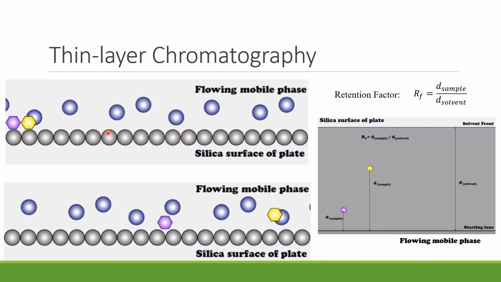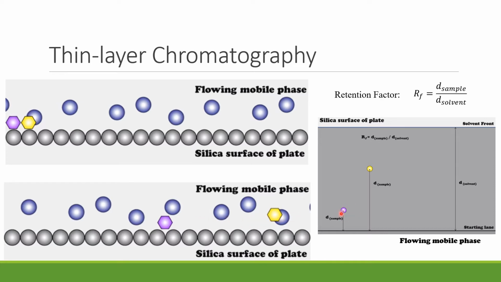And so if the compound has high polarity, it's going to have a high affinity for this solid phase, and so it's going to want to interact or stick to this silica surface. And so it's going to move slower, or not as far through the mobile phase. If it has a low polarity, or a high affinity for the mobile phase, it's not going to interact as much with the silica surface. It's going to want to stay more in the mobile phase, and so it's going to move further down the plate in the mobile phase.